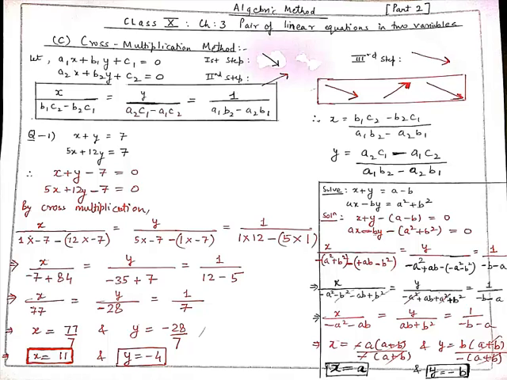Now y upon ab plus b square equal to 1 upon minus b minus a. Again we will cross multiply, so y is equal to, and take b common from the numerator, so we get a plus b in the bracket, and in the denominator when we take negative as common we get a plus b. So a plus b will cancel out and we get y is equal to minus b.